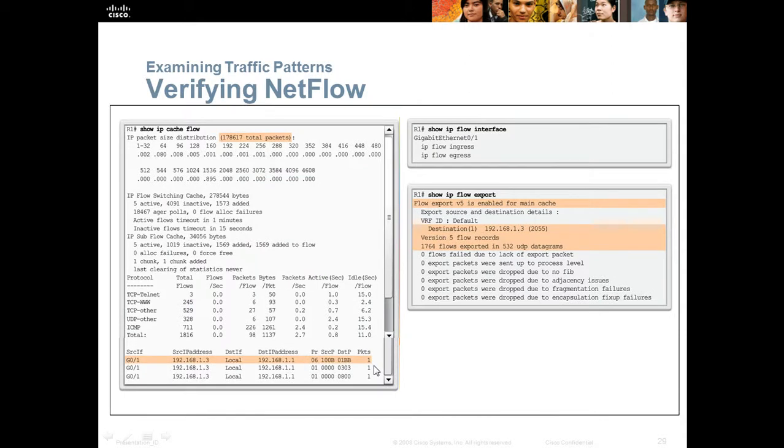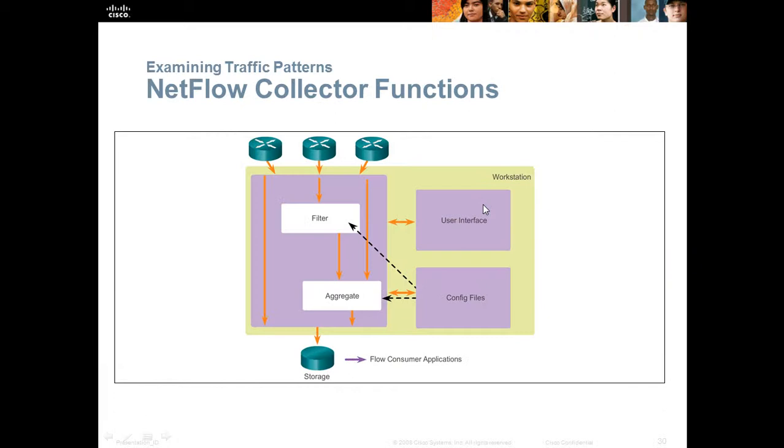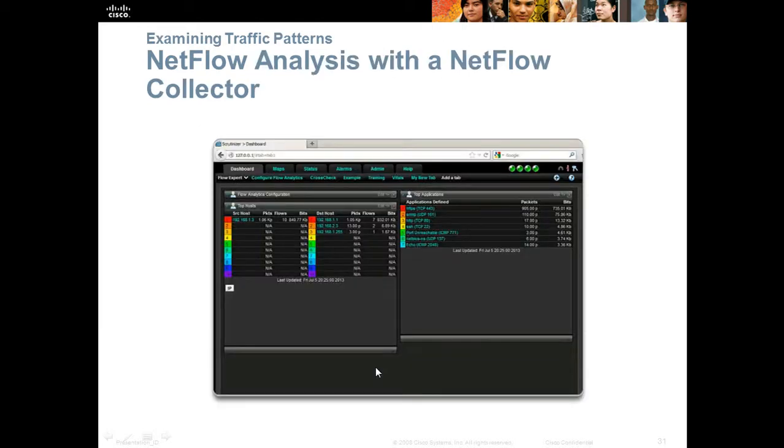In order to verify NetFlow, we can issue the command show ip cache flow, which shows the total packet size distribution and the interface where NetFlow is configured. Similarly, we can use the commands show ip flow interface and show ip flow export. The NetFlow collector functions to filter and aggregate the information and send it back to storage. This is how the NetFlow analysis works with the NetFlow collector, a GUI interface.